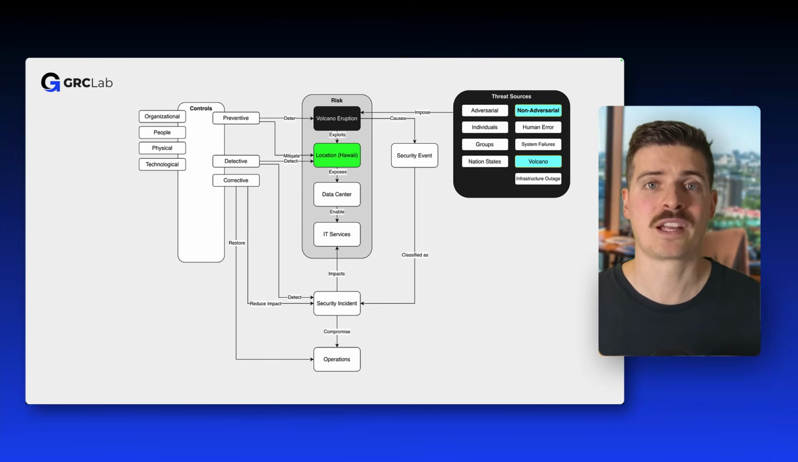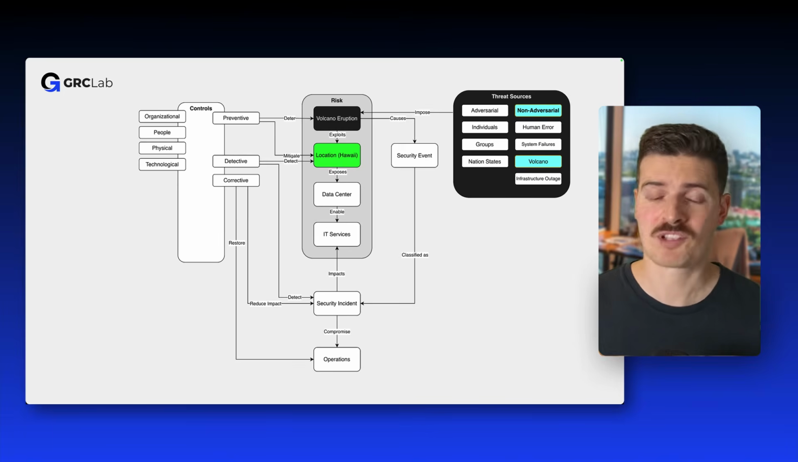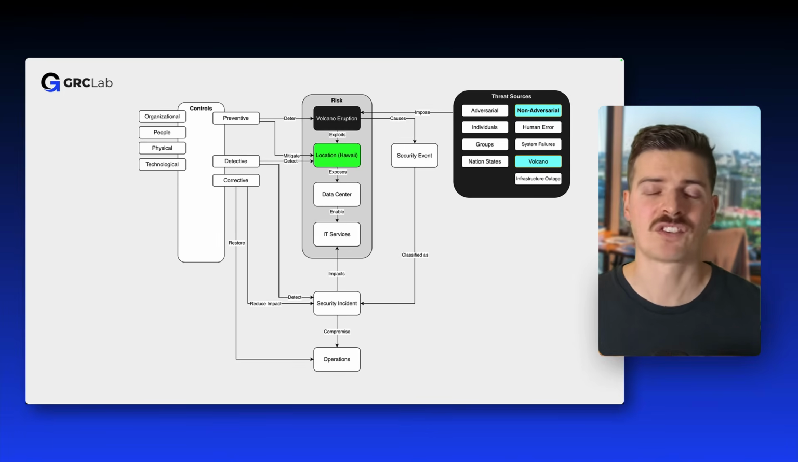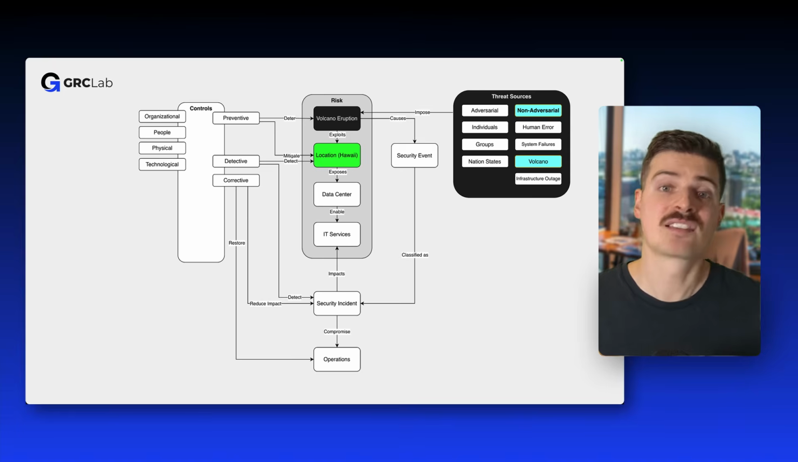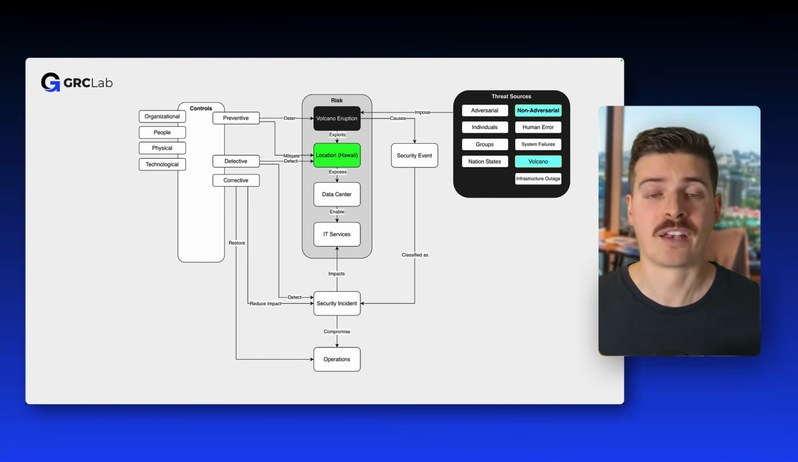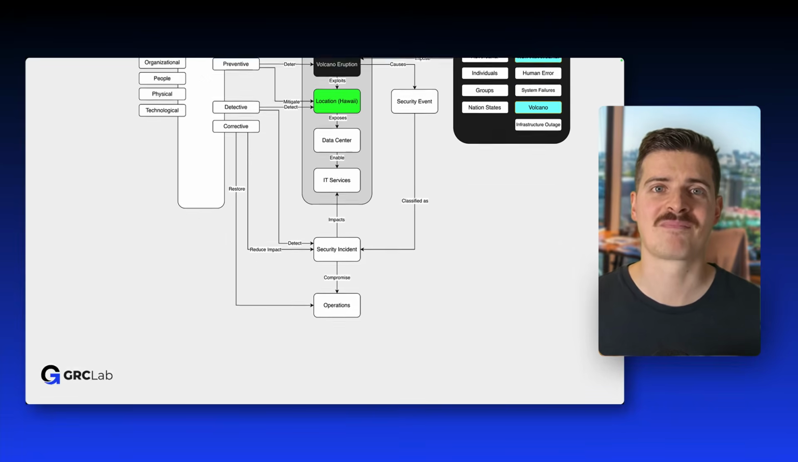And now we can see that we have a threat source, which is the volcano, a non-adversarial threat. We have a volcano eruption, which is the threat event. The weakness is the predisposing condition, which is the location. And the asset is the data center, the IT services that are powered by this data center. And the compromise, well, that's obviously the disruption to business services, whatever is done or run by the data center.